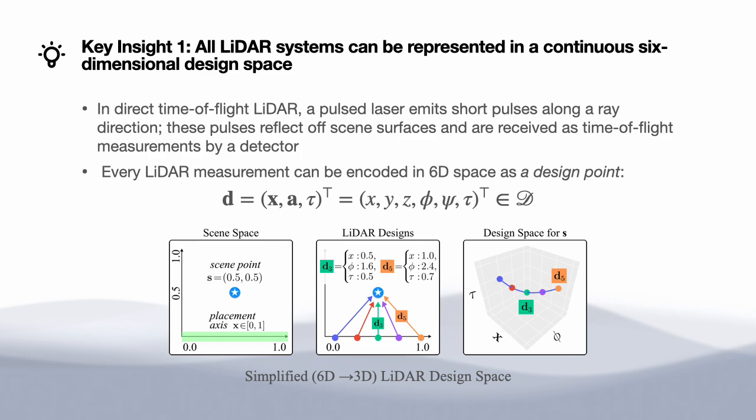We can visualize a simplified version of this design space for a single 2D scene surface point, the blue star on the left. Each ray in the middle diagram represents a LiDAR measurement, which has a given origin, angle, and time or depth associated with it that allows it to observe the scene point. Then, on the right, we show that each of these LiDAR measurements are points in our design space. We can notice that single scene points create curves in design space, which represent LiDAR measurements which can all observe that given scene point.